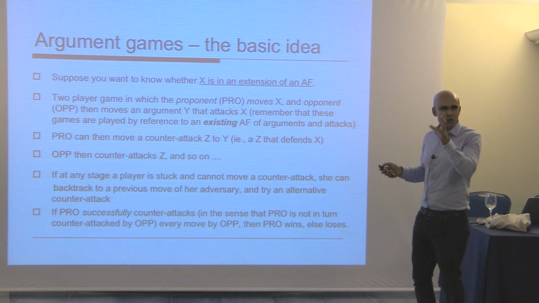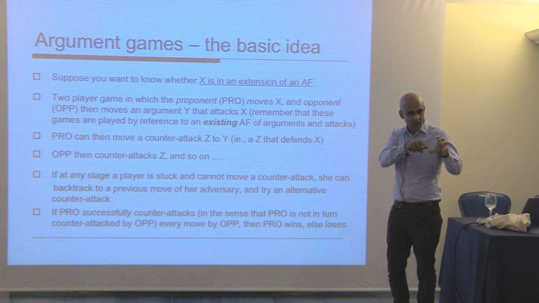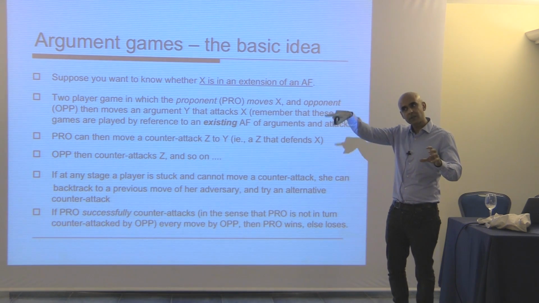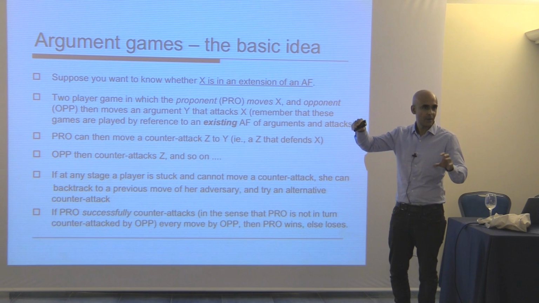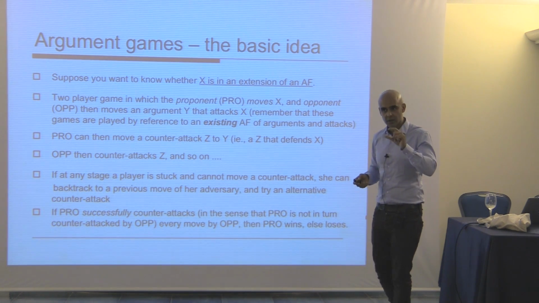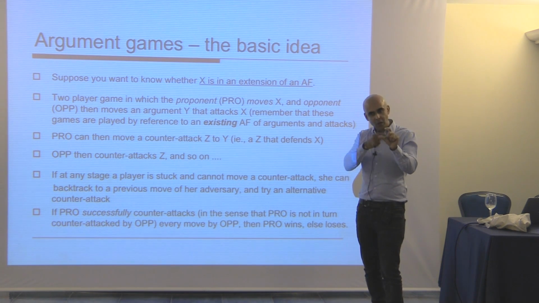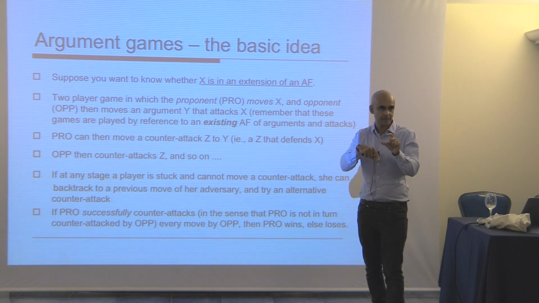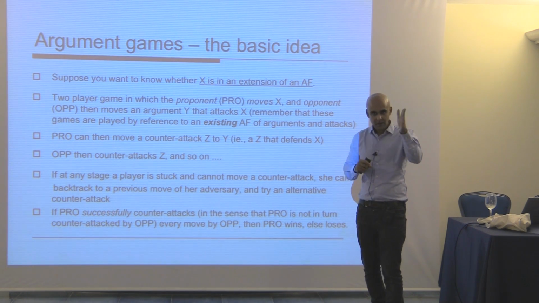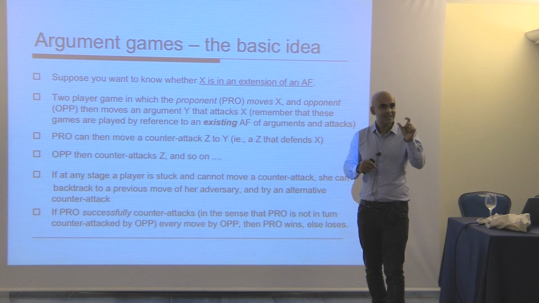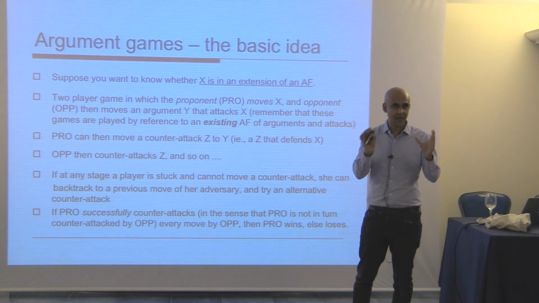This is giving you the basic idea of the game. If at any stage in the game a player is stuck, in other words, if there is an argument moved and there is no attacking argument, the player can backtrack to a previous argument of the other agent and try an alternative line of counter-argument by looking at the framework. If the proponent successfully counterattacks every attack by the opponent, such that the proponent's move cannot itself be counterattacked, the proponent has won. If every line of counter-argument tried by the opponent is successfully countered by the proponent having the last move, then the proponent has won. That's the basic idea of the game.